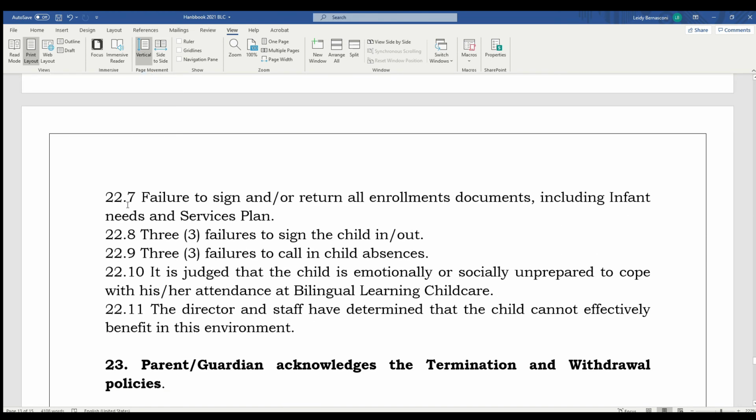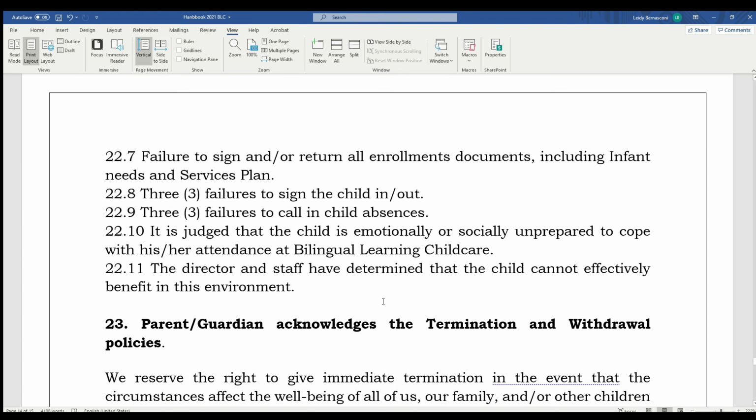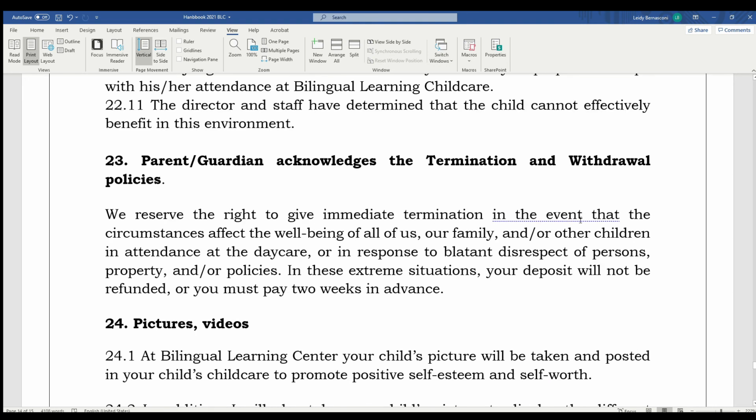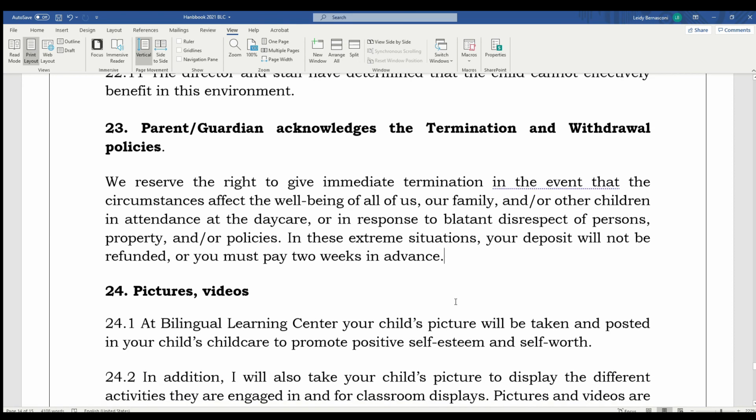Okay, so there are other points here that you can see. At the end, it's up to me to determine if the child will benefit here or not. I always give them a letter that explains in case I do a termination. I explain to the family why I'm doing it, and I always give them numbers of other daycares where I refer this family. I reserve also the right to terminate immediately if I have to. I have never done this, but I always give my families two weeks' notice.